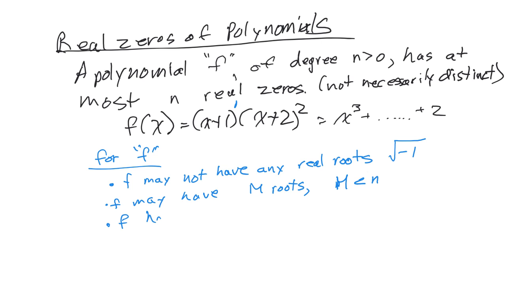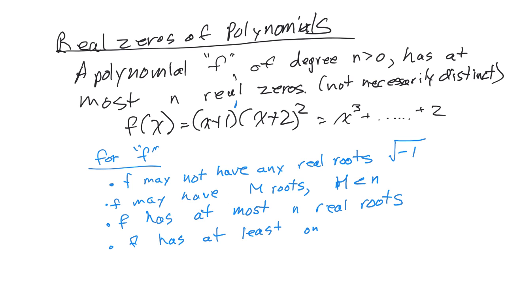Here's another thing. F has at most n real roots. And the last part here, f has at least one real root if n is odd, i.e., the exponent. Okay, all right. So let's go through this problem set. I might introduce you to a complex root later on, and when you see it, you'll make sense of it.